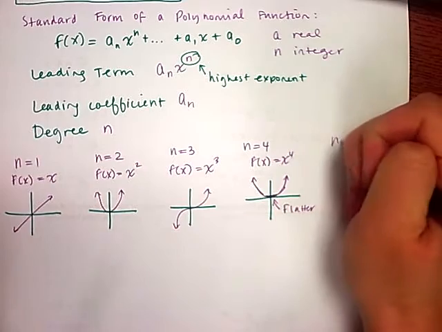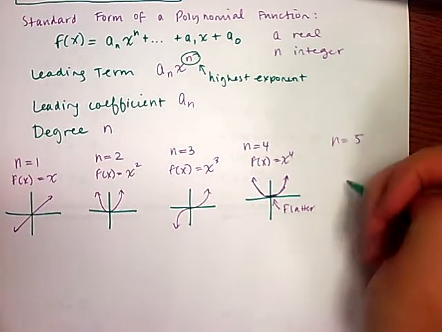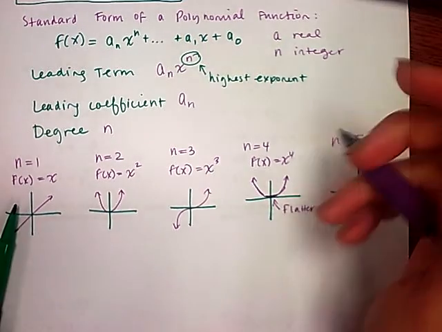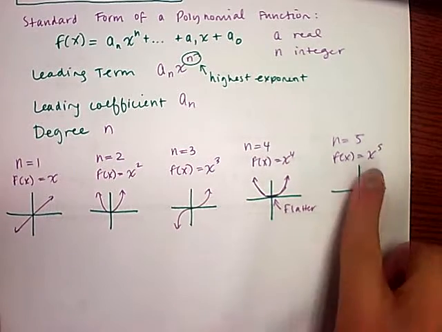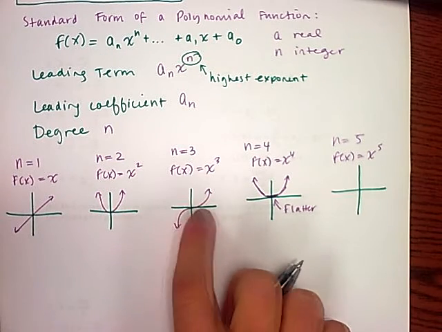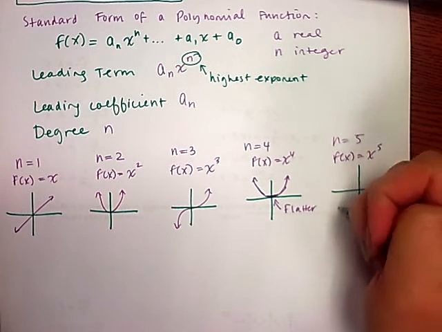And we'll do one more. We'll just do n equals 5, which would be f of x equals x to the 5th. And again, it's going to end up looking something like x to the 3rd, except again, it's going to be flatter around the origin.